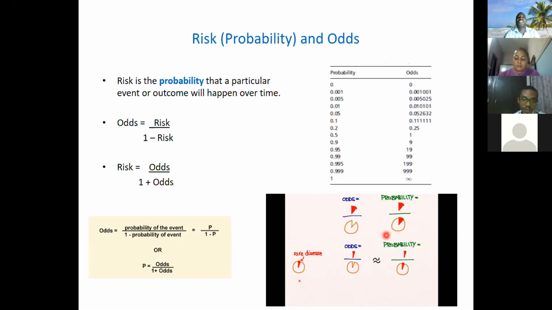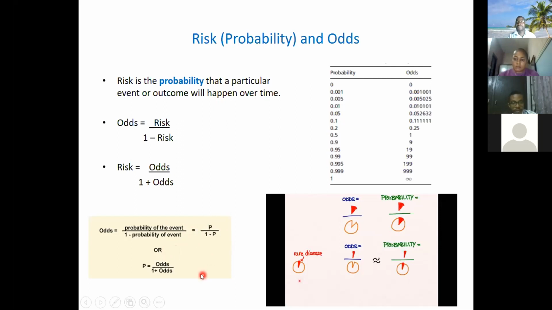Is it clear to everybody now? There are very many interesting things about this odd and risk issue. So odd is risk all over 1 minus risk, and risk is odd all over 1 plus odd. If you change the subject of the formula, that's what you will get. So odd is the probability of the event over 1 minus the probability of the event, because 1 minus the probability of the event is the probability that the event will not occur. It's P all over 1 minus P.